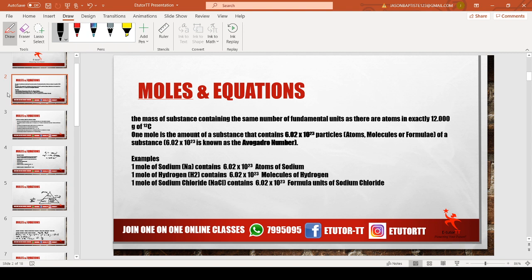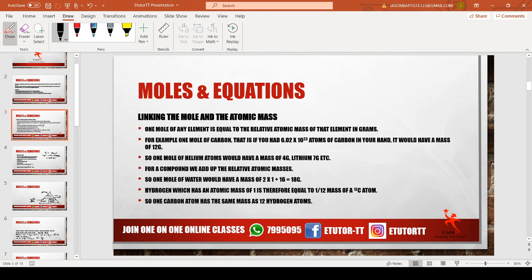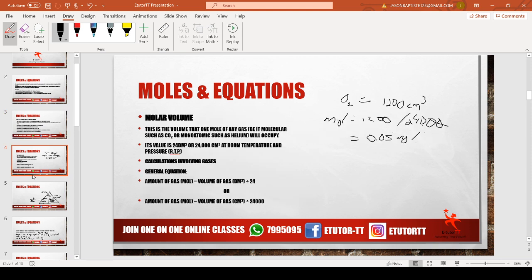So, important things to take away again. 1 mole of any element is equal to the relative atomic mass of that element in grams. Next thing to take away, in terms of molar volume, it is calculated in dm cube or cm cube, and if it's in cm cube, make sure the units match, and you're dividing by 24,000 cm cube or 24 dm cube if it's already set to dm cube.